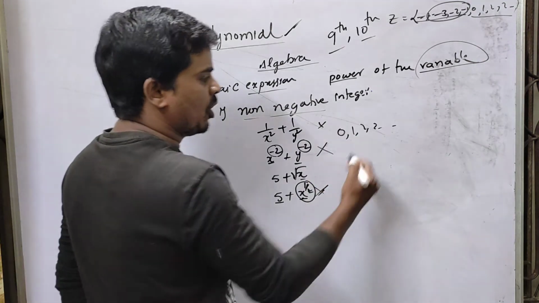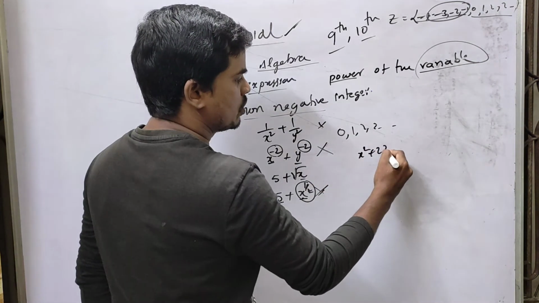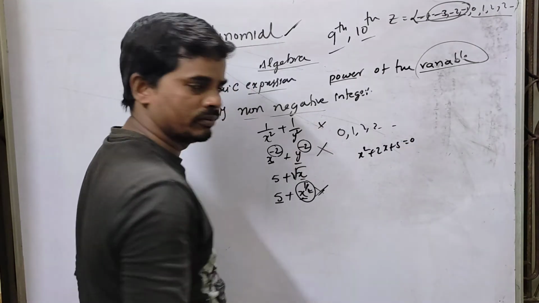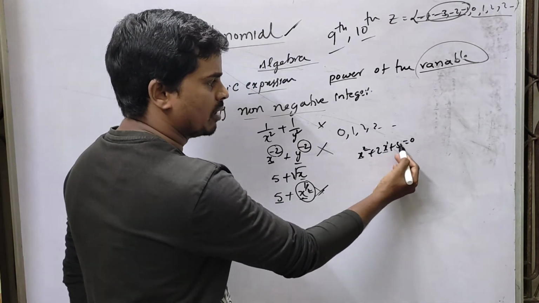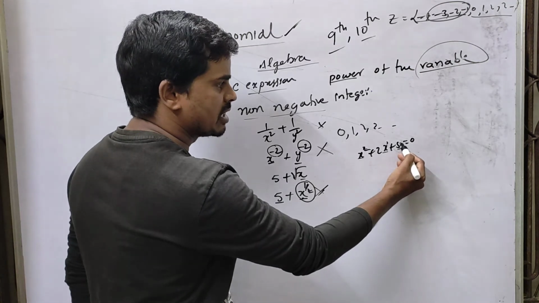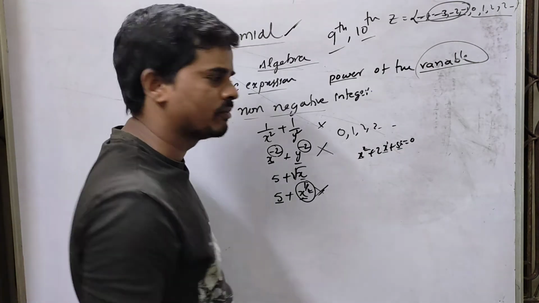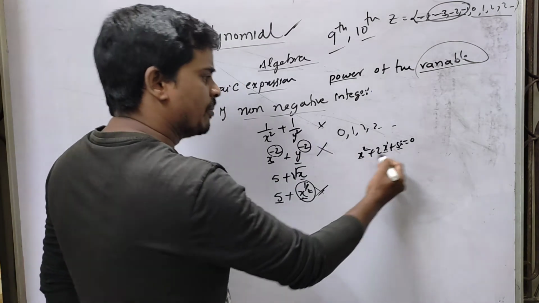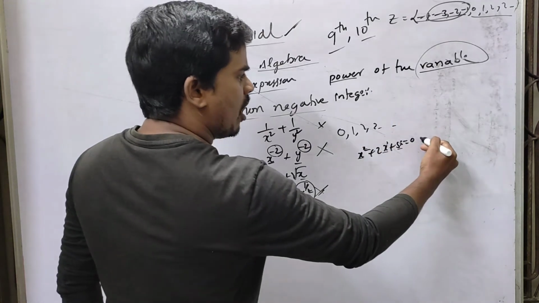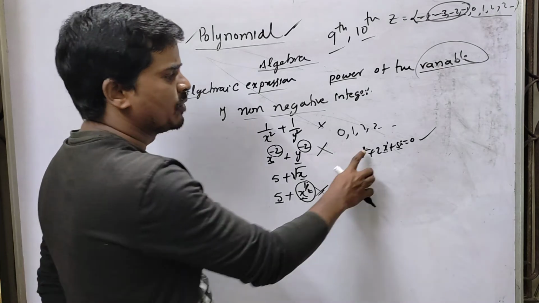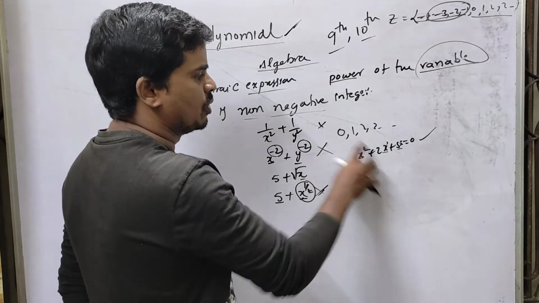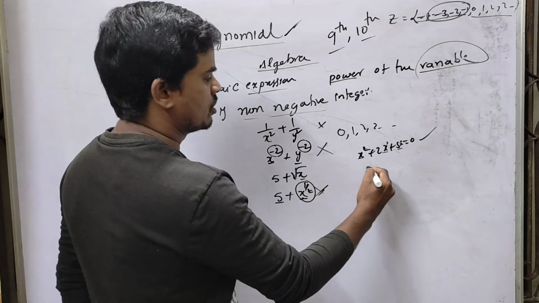So what are the polynomials? See, x square plus 2x plus 5 is equal to 0. Here x is the variable, with x power 2 and x power 1. Here the variable is not there in the constant term, that means we can consider it x power 0. So it is satisfying the definition of a polynomial. The powers are 0, 1, 2, so it's a polynomial, students.